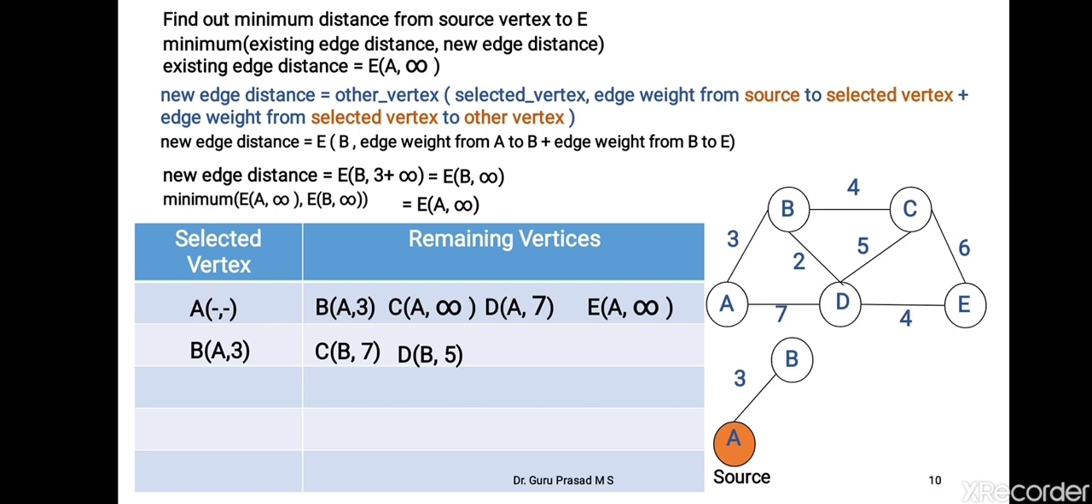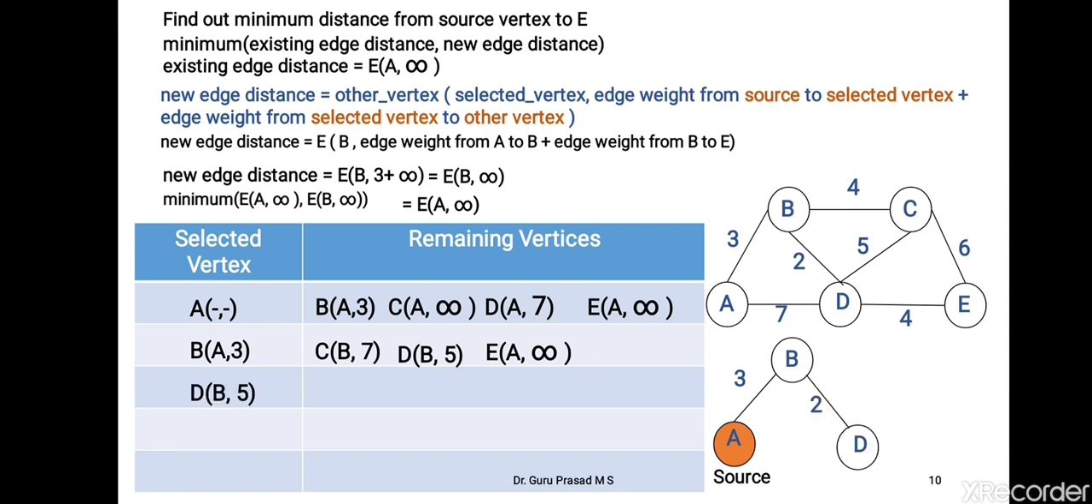Now there are no other vertices. Now I have to select the minimum edge weight. In the second row there are 3 edges: C of B comma 7, D of B comma 5, E of A comma infinity. Which one is minimum? The minimum is D of B comma 5.